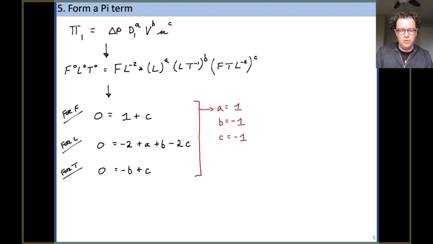We have a system of equations that we can solve. I get a value of A equal to 1, and I get both B and C equal to -1. So my first pi term looks like this. My pressure drop multiplied by that first diameter in the numerator, and in the denominator, velocity multiplied by viscosity, V times mu.